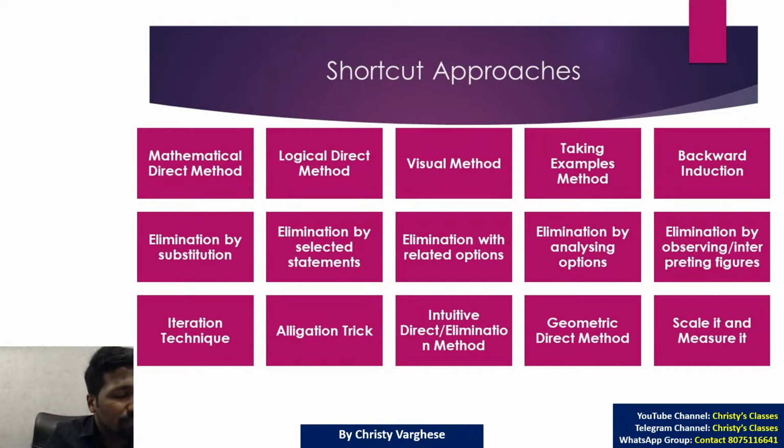So for miscellaneous questions, these shortcut approaches are very important. If you are only using the mathematical direct method, that will be very time consuming. In the mathematical direct method, you are using the formula or equation and then solving it. But that is very time consuming. So most of the questions you can do with alternate methods in this chapter especially. So I will show you that.